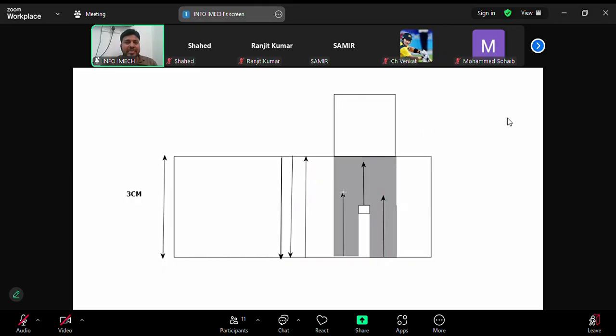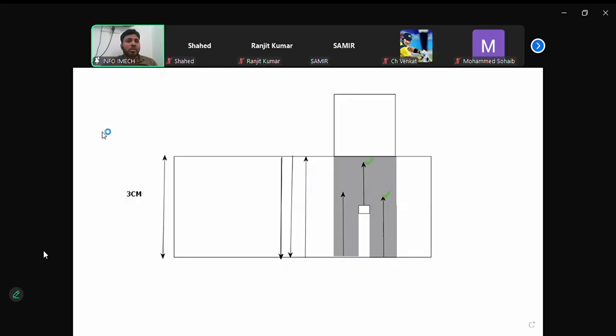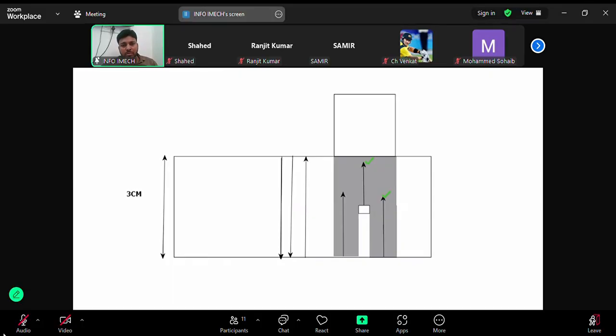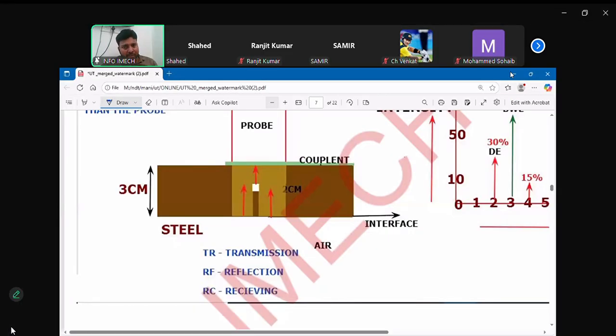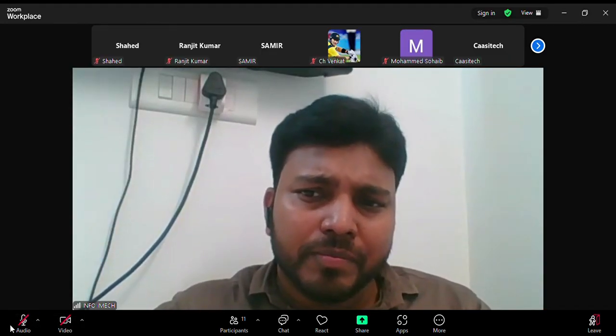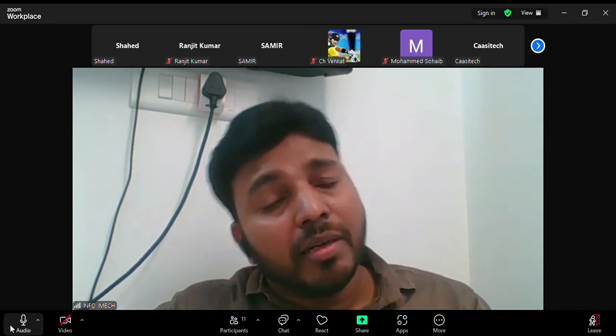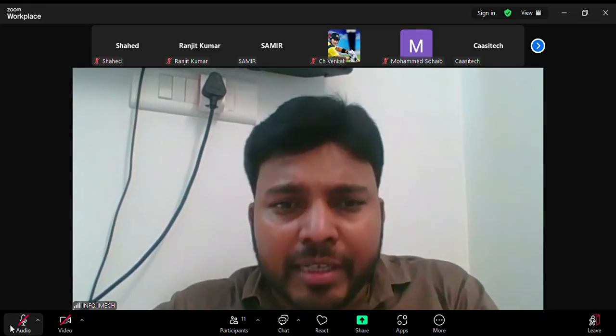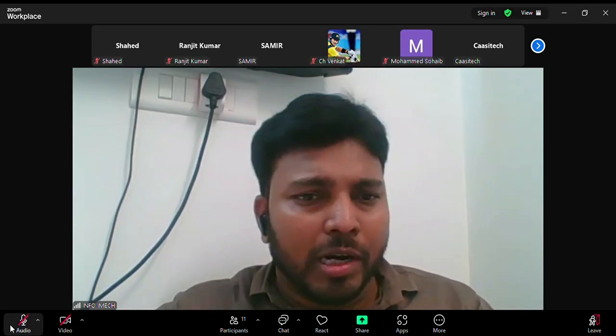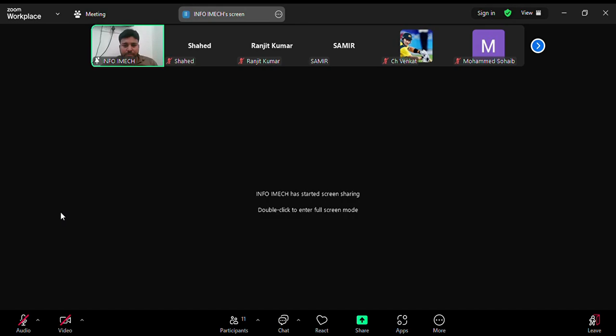So at a time, in this case, your probe will receive two reflections: one from the defect, another one from the back wall. In this case, your machine will display two echoes at a time. What are the two echoes? Back wall echo and defect echo. Which echo will be displayed first? The defect echo will be first. After the defect echo, the back wall echo. This is the result.